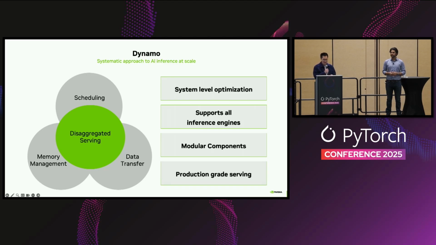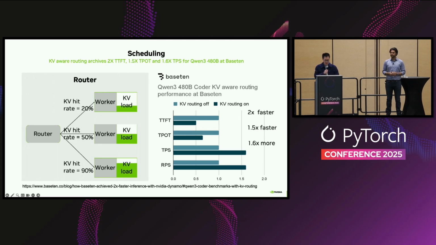So today, I'll provide a couple of concrete examples of how NVIDIA Dynamo extends an inference engine like TensorRT-LLM to deliver system-level optimization, focusing on our KV-aware routing and KV cache manager. I'll also share the details of several of the production-grade serving features that Dynamo offers. So let's first take a look at how Dynamo can apply system-level optimization with scheduling.